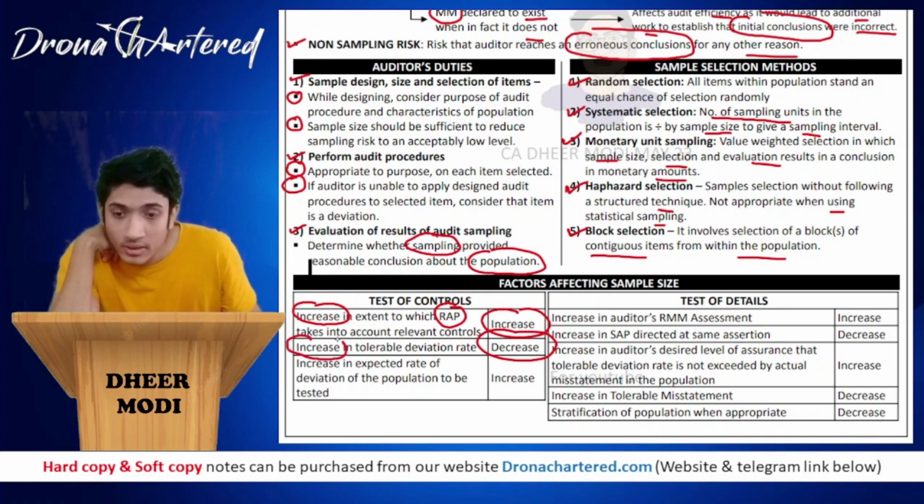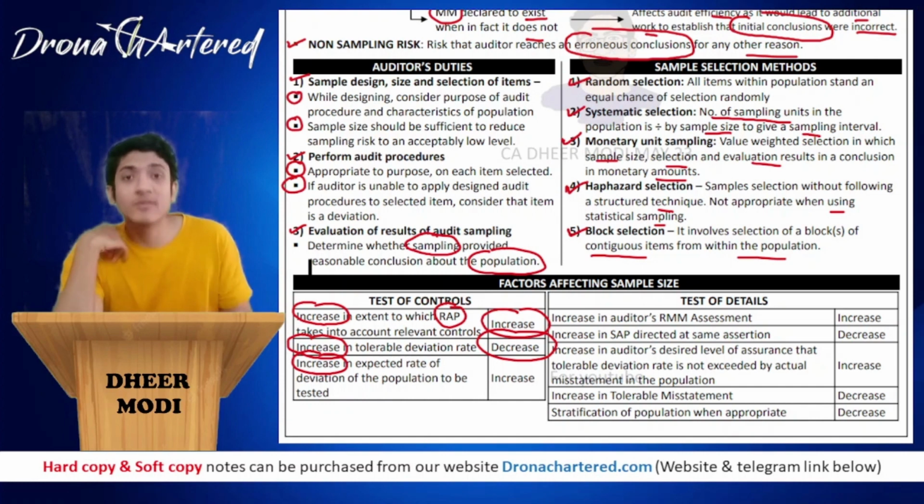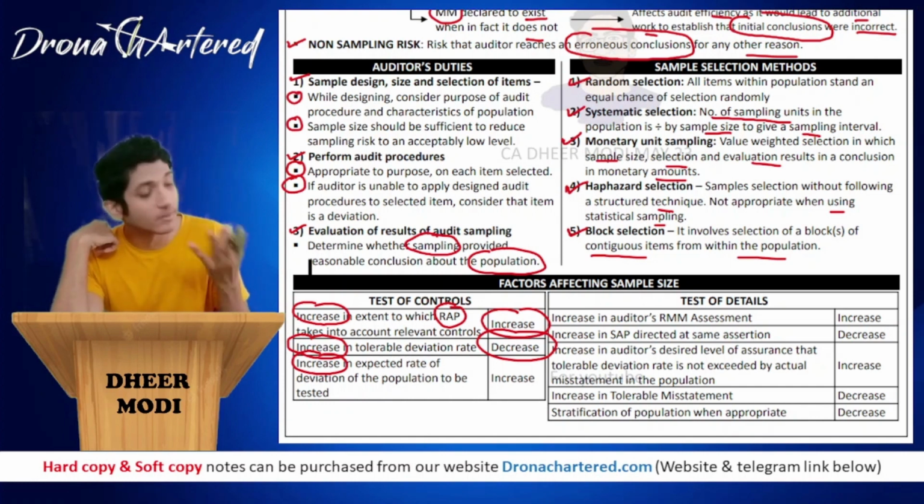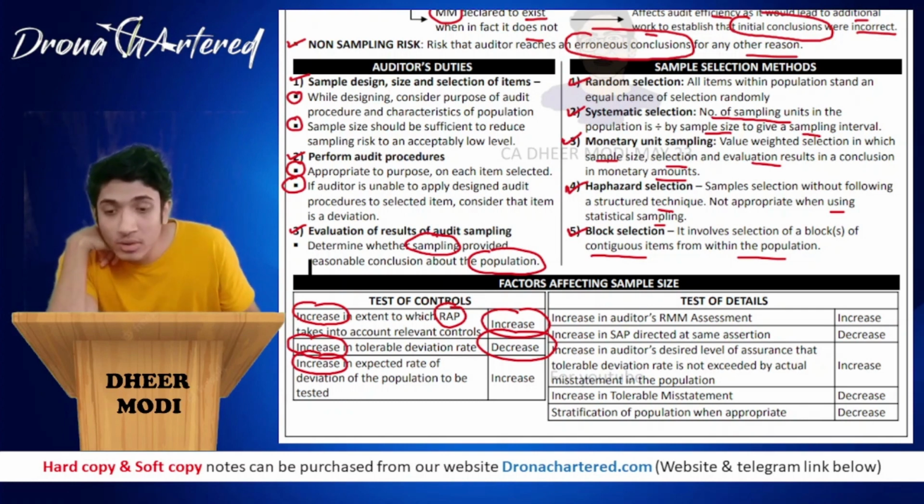So over here there is increase, decrease. Over here it says increase in expected rate of deviation. If you feel that your population has a lot of deviations, if that is your expectation, of course you will also have to increase your sample size.